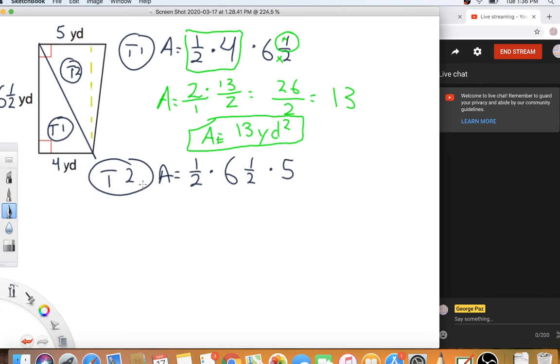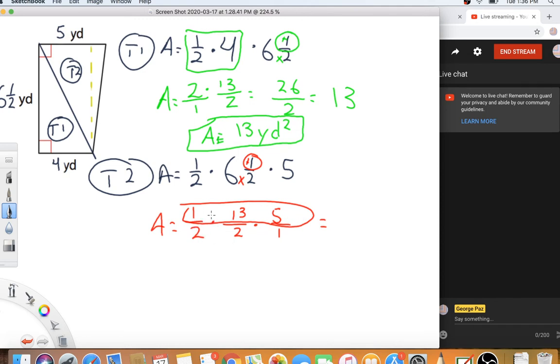Now for triangle 2, we have half of this. Before we start, we need to make this 6.5 into an improper fraction. So we're going to do 6 times 2 equals 12 plus 1 more equals 13. Bring down the 5, and we bring down the 1/2. This 5 is a whole number by itself. Like I said over here, every whole number by itself needs a 1 in the bottom. So we're going to do that for this one as well. Now we can multiply across all the numbers, the top numbers and the bottom numbers.